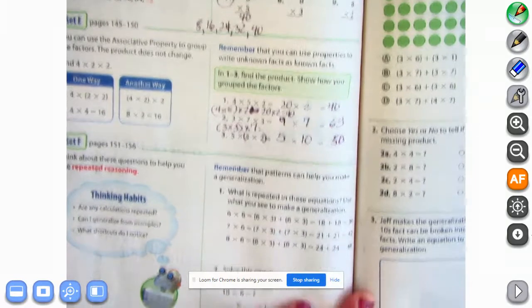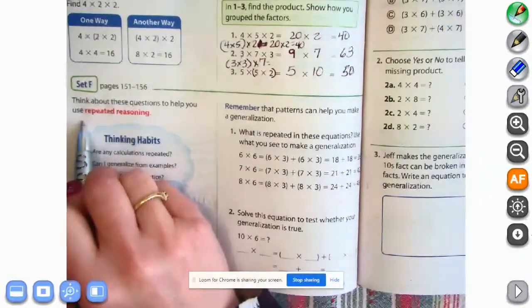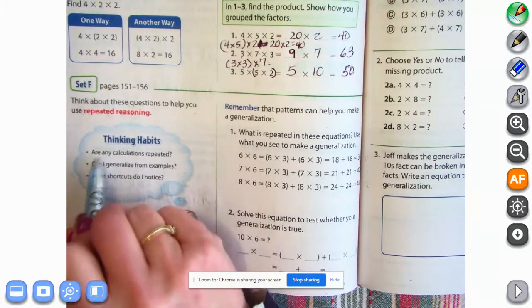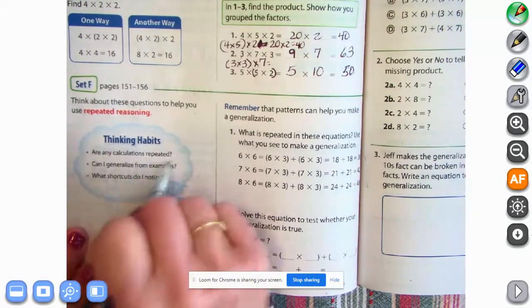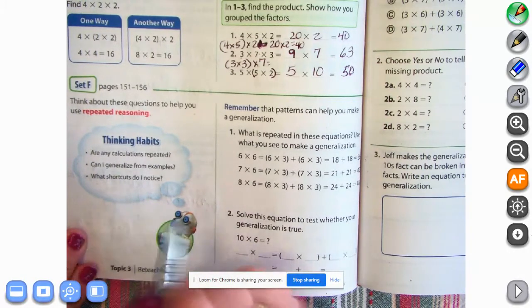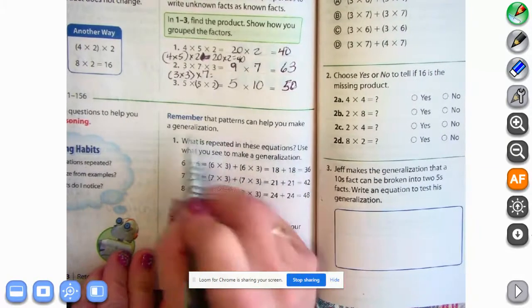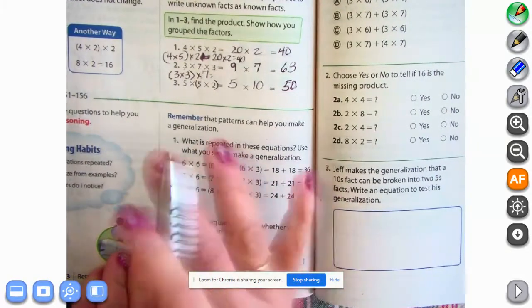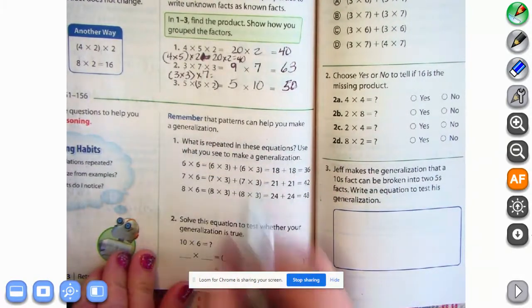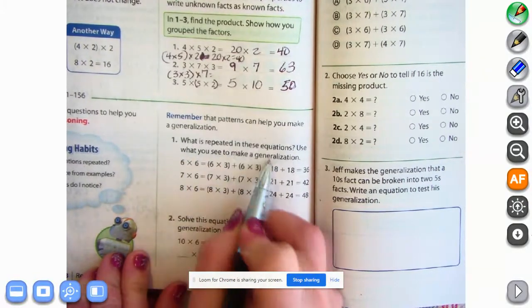Okay, we're going to move to set F. It says, think about these questions to help you use repeated reasoning. Are any calculations repeated? Can I generalize from examples? What shortcuts do I notice? So let's take a look here. It says, remember that patterns can help you make a generalization. So what is repeated in these equations? Use what you see to make a generalization.